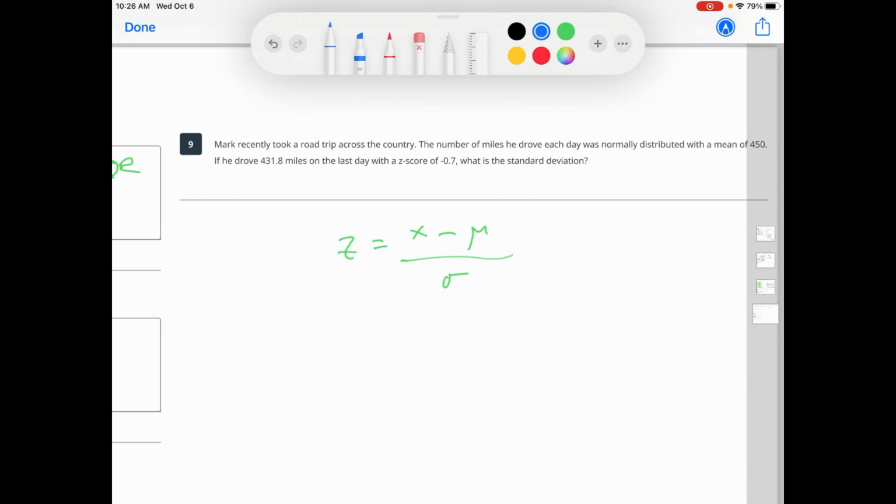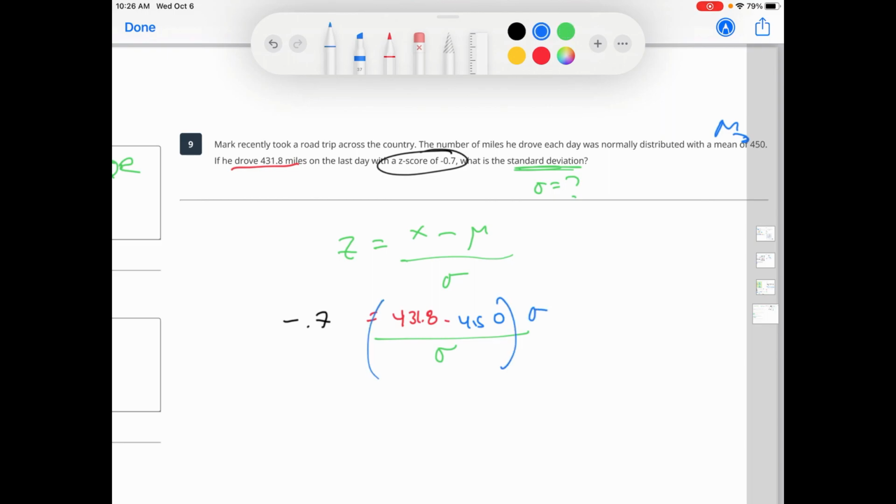So it's normally distributed with a mean of 450. So the mean is right there, 450. He drove 431.8 miles that day. And we have a z-score of negative 0.7. And we're trying to figure out what is the standard deviation. So that would be this one.